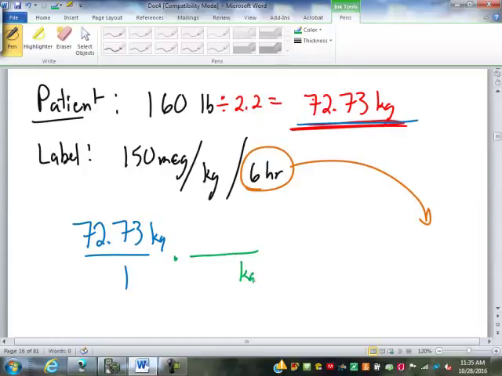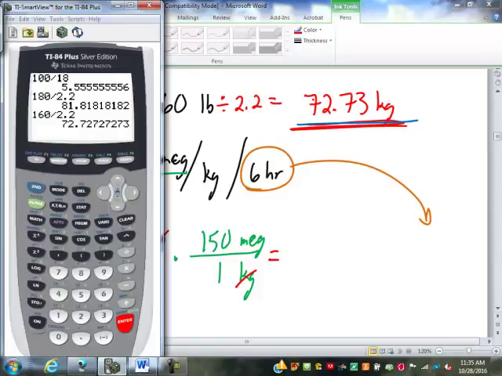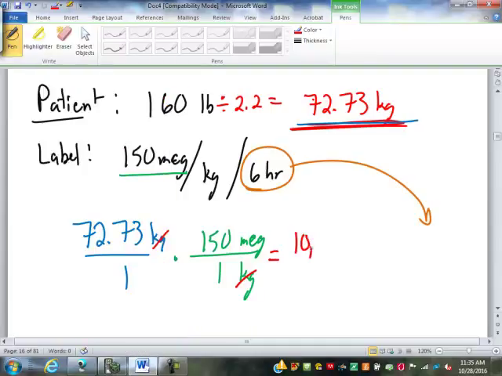We're going to get rid of kilograms. What do we have related to kilograms? 150 micrograms to 1 kilogram. So the kilograms cancel out. So 72.73 times 150 is 10,909.1, whatever.